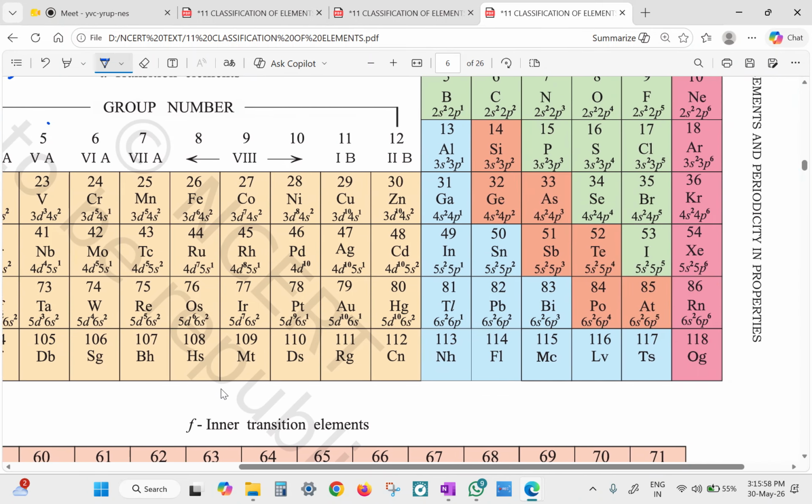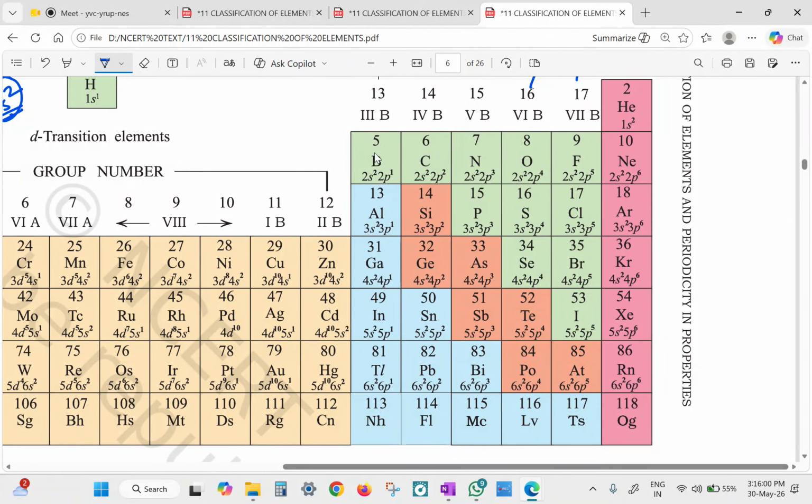Now, going to the next one. Look at these. The s is completely filled, but this time the electrons are going into the p subshell. For example, if you see phosphorus with atomic number 15, it's 1s2, 2s2, 2p6, 3s2, and 3p3.